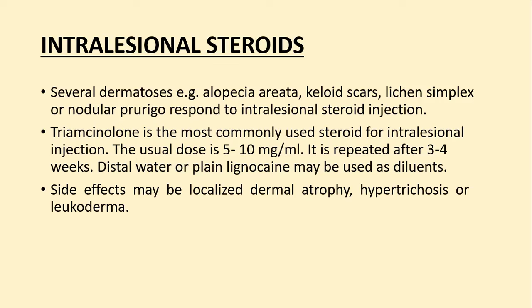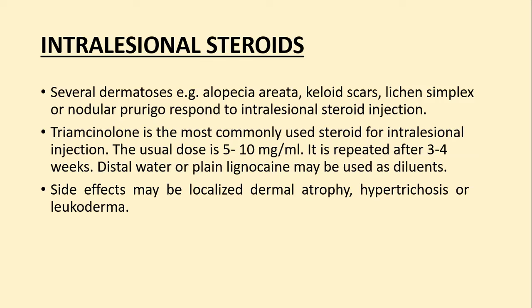Remember that triamcinolone is available as 40 mg per ml injection. So if you are going to prepare 10 mg per ml, then you have to take 25 units of triamcinolone in an insulin syringe, and the rest of the 75 units you are going to take either normal saline or plain lignocaine. So this will make it a 10 milligram per ml solution.